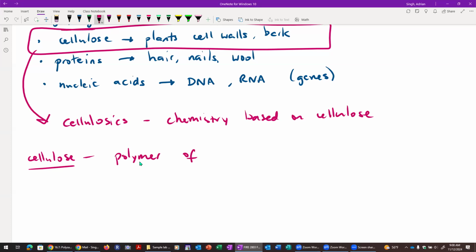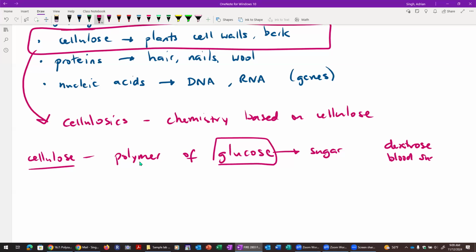And what is the monomer that makes up cellulose? What's the building block of cellulose? Well, it's a polymer of glucose. And glucose is probably the most common example of a sugar there is. It's also known as dextrose or blood sugar. When you have your blood sugar measured, this is what you are measuring, your levels of glucose in the blood. That's an example of a sugar.